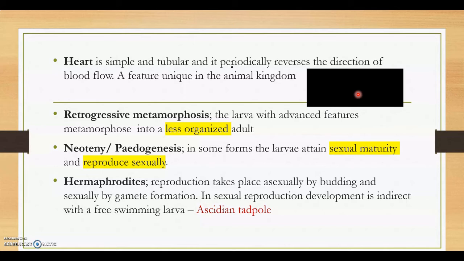Now the heart is simple and tubular. A very simple tubular heart, and it periodically reverses the direction of the blood flow. The blood flow constantly reverses its direction. This is a unique feature of this animal group. The blood flow is not in one direction. It flows in one direction for a short period, then it reverses again. So it changes the path every 2 or 3 seconds. You can see that in the coming video.